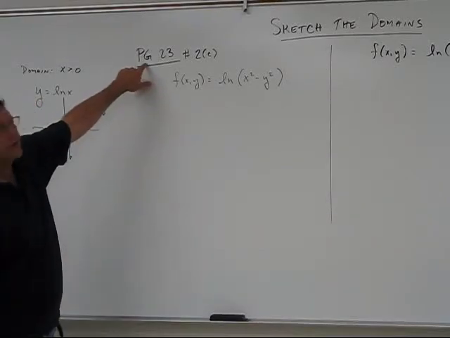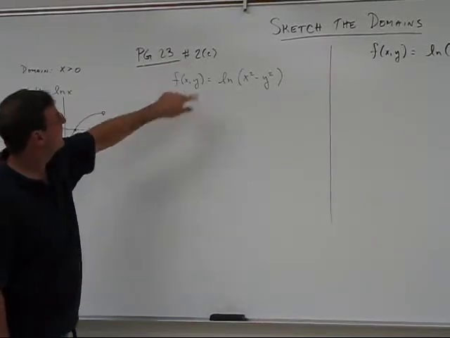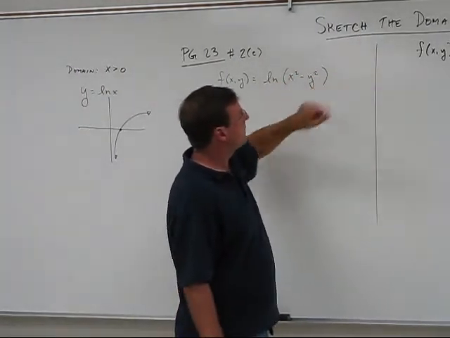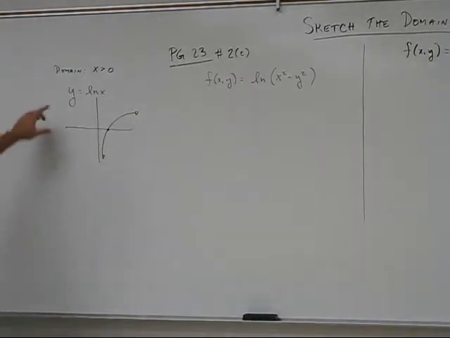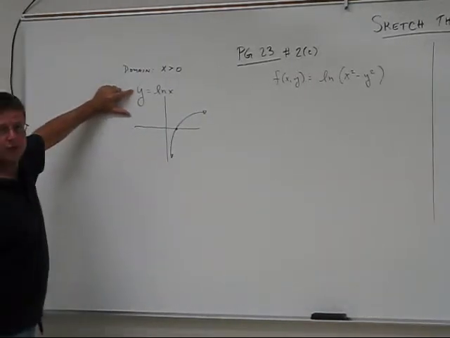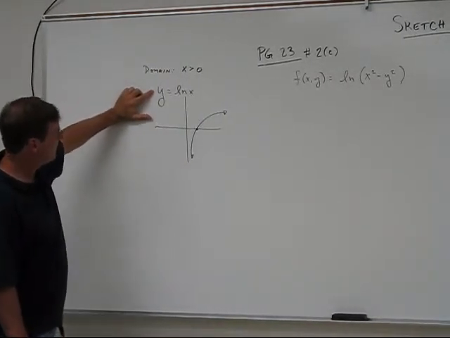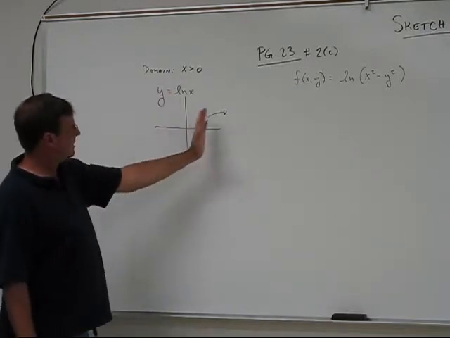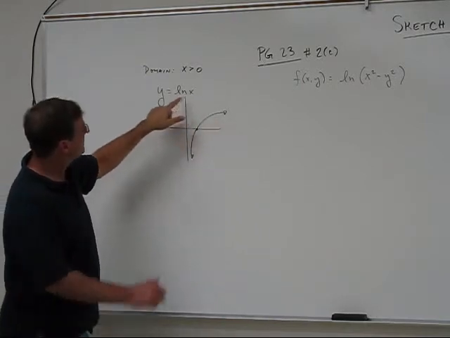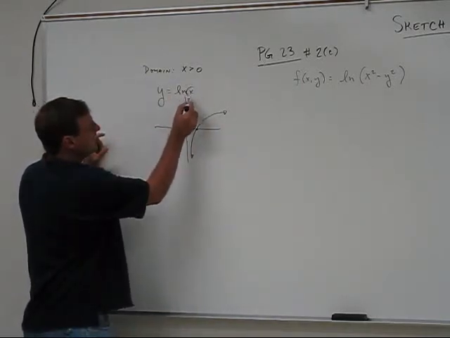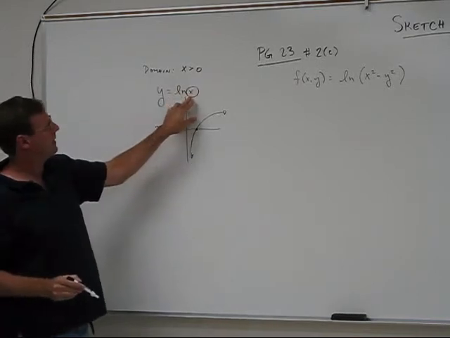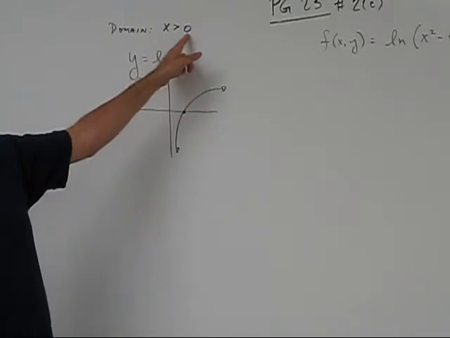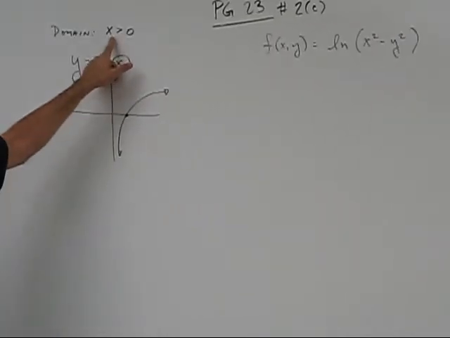Okay, page 23, 2C. What we're required to do here is sketch the domain of these two functions. And what I have here is a graph of the natural log of x. You can see from the graph, the only values of x I'm allowed to plug in are positive values of x. So basically, the stuff in here, no matter how complicated it might be, in our case it's this, has to be greater than 0. It can't be equal to 0, it can't be less than 0.